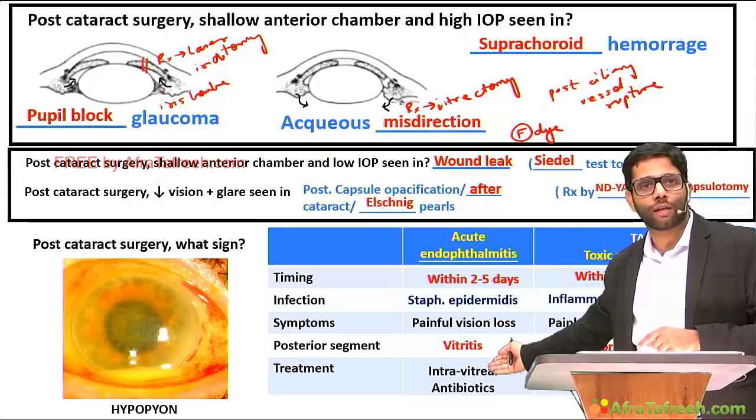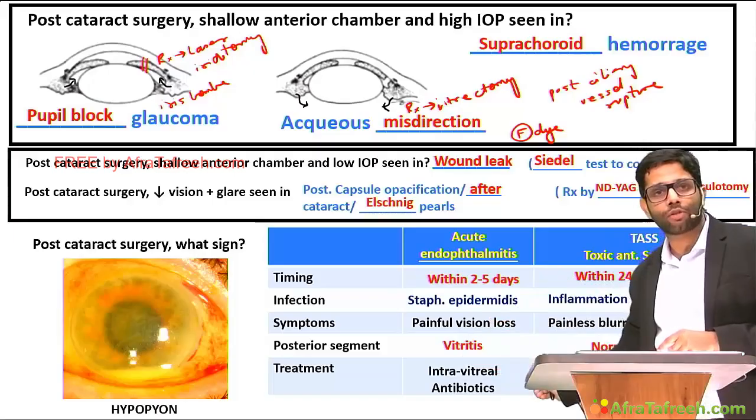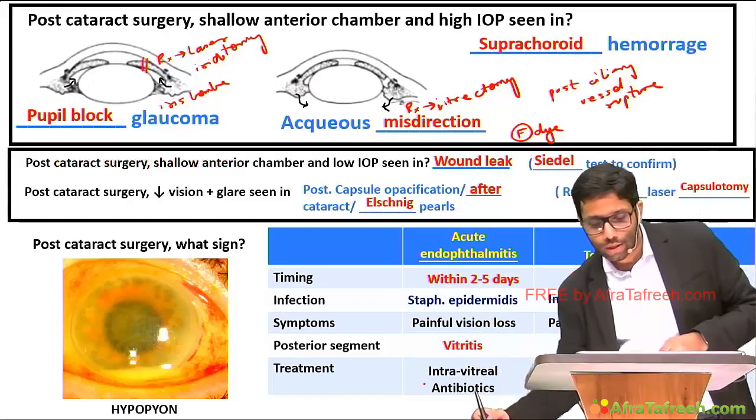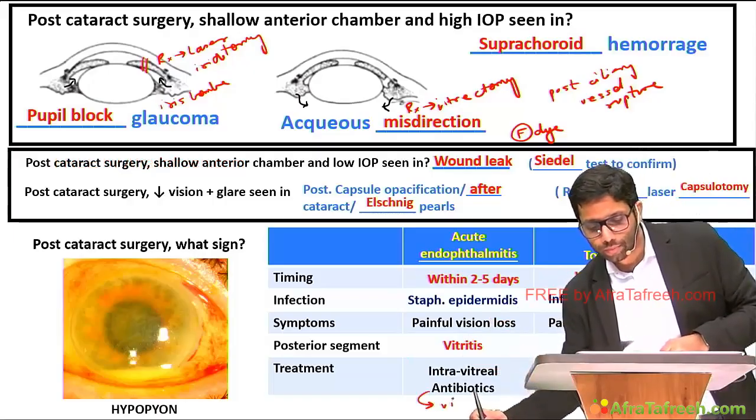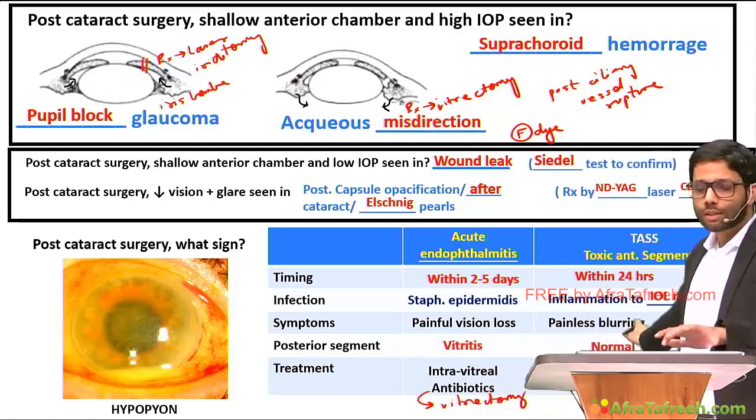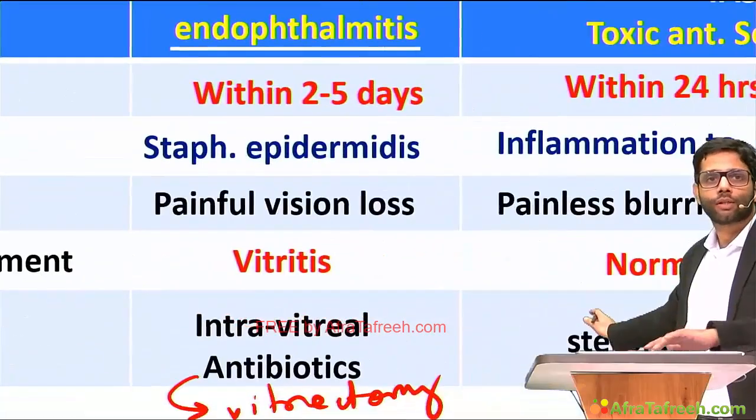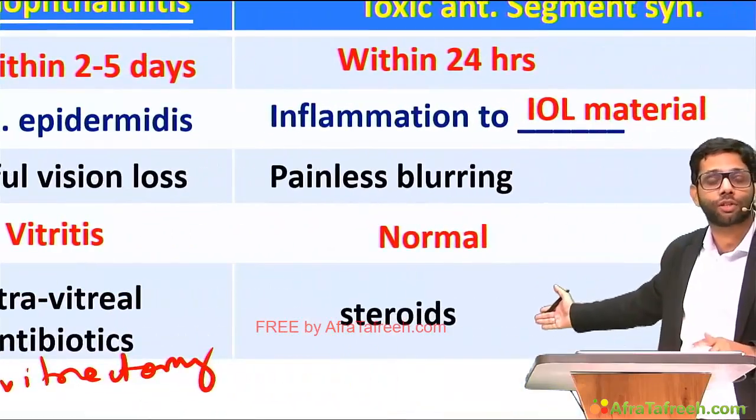Treatment is intravitreal injection of antibiotic. If it is not resolving, you have to do vitrectomy. Non-resolving, vitrectomy to be done. For TASS, the answer is only steroids, because it is only an inflammatory condition.